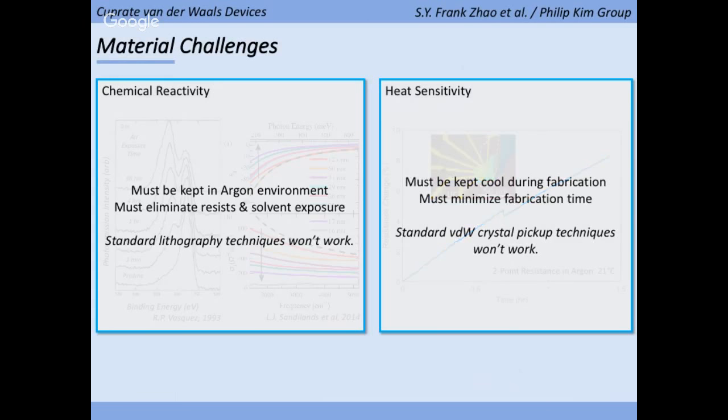So if you want to use standard van der Waals crystal pickup techniques, these techniques revolve around controlling the stickiness of some polymer using temperature. At the last step, you have to basically melt your polymer, and as soon as you do that, your crystal dies. So we have to basically reinvent all of the techniques in van der Waals chemical fabrication.